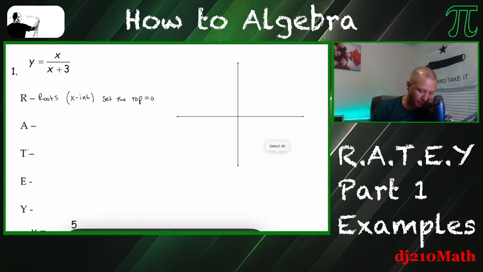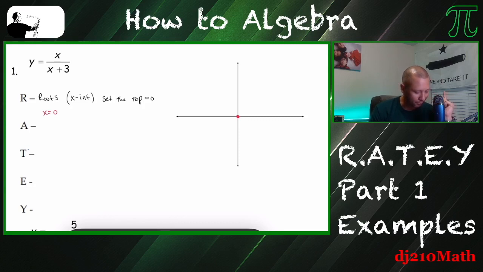When I set the top equal to 0, I don't care about what the bottom is in this step. Here, it's nice because the top is just x. So that means x is equal to 0. So at x equals 0, that's where the graph is going to cross. It has to cross because it's a root, and it only crosses in one spot. It doesn't have multiple roots. It only has the one.